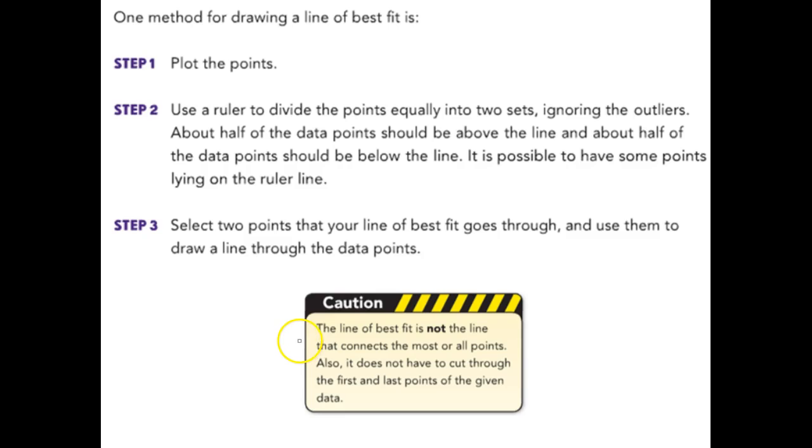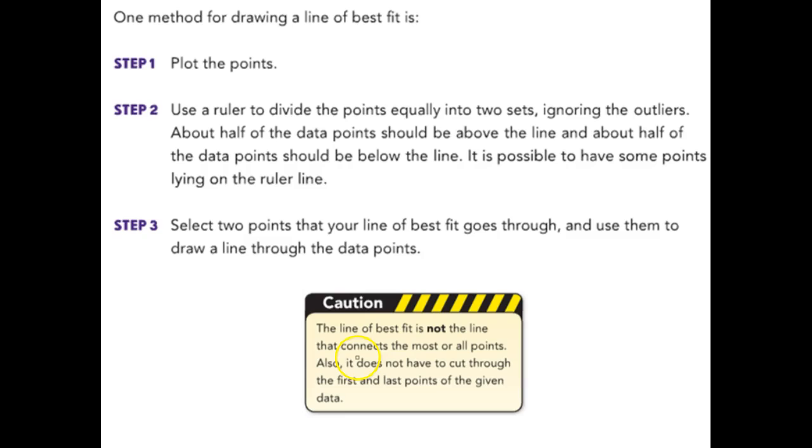There's this caution thing here. This is what a lot of kids try to do. They just see a bunch of dots and they try to connect as many as possible. And that's really not what you do. And you certainly don't play connect the dots or constellations in the sky. It has to be a line, and it doesn't matter if it hits points or not. What matters is the line looks like it's the best fit for all of the data.